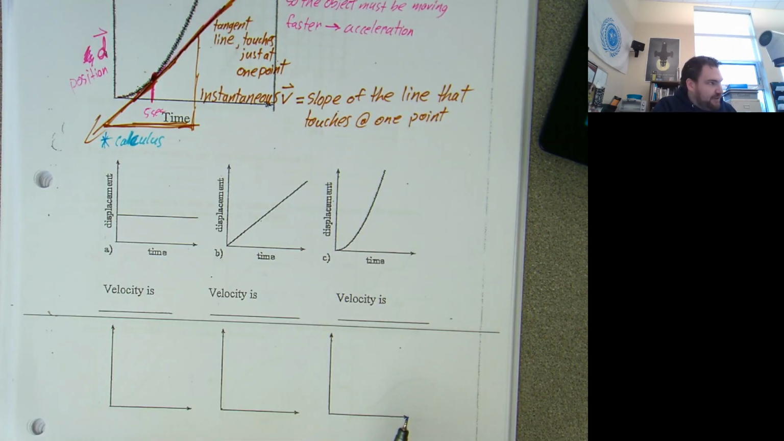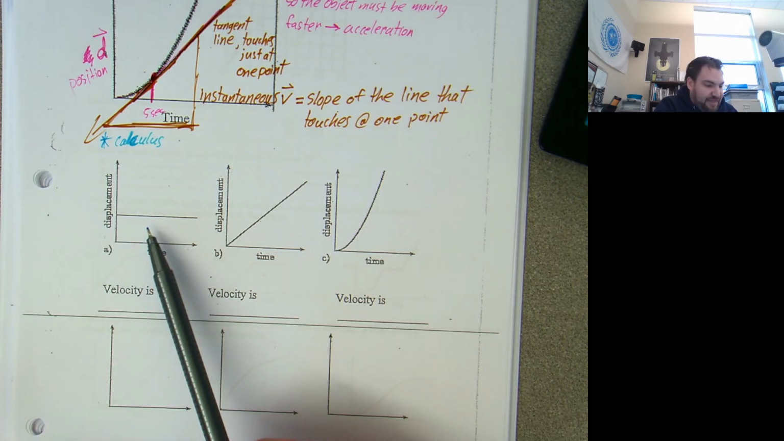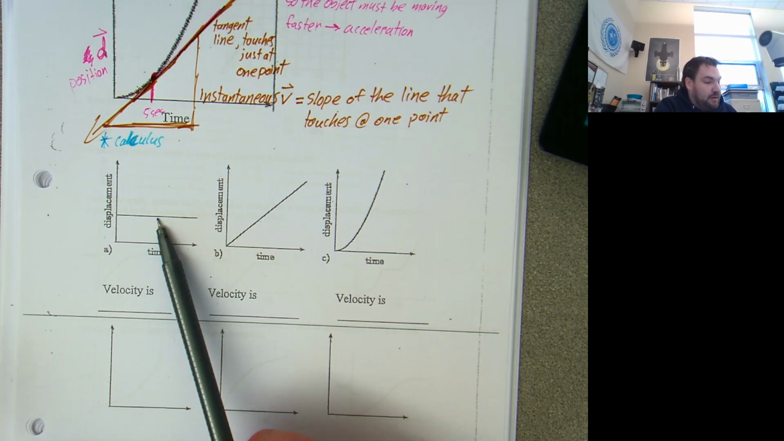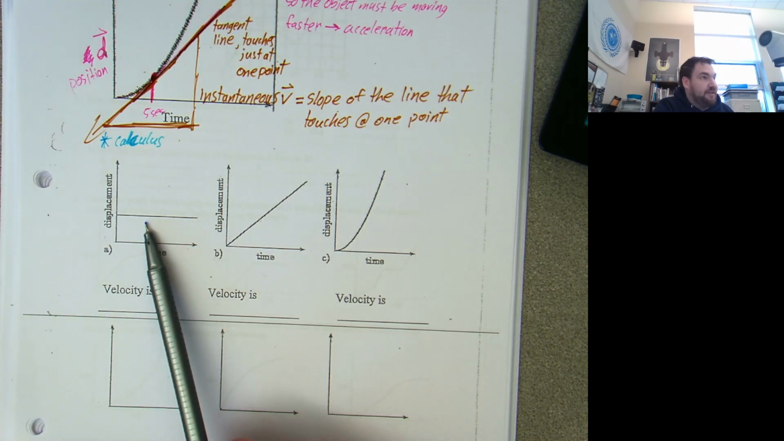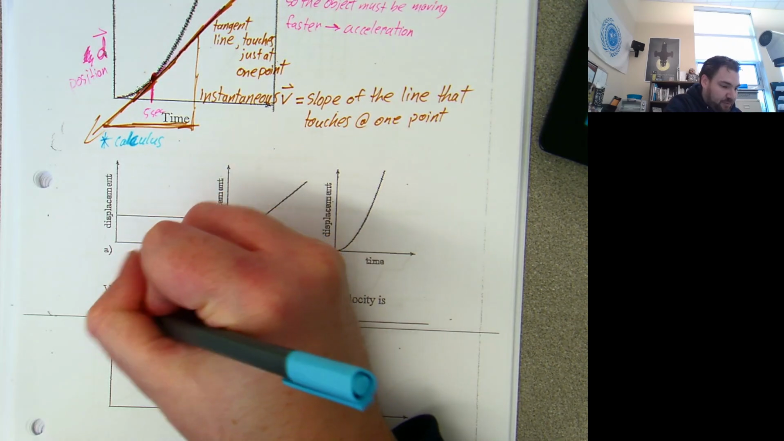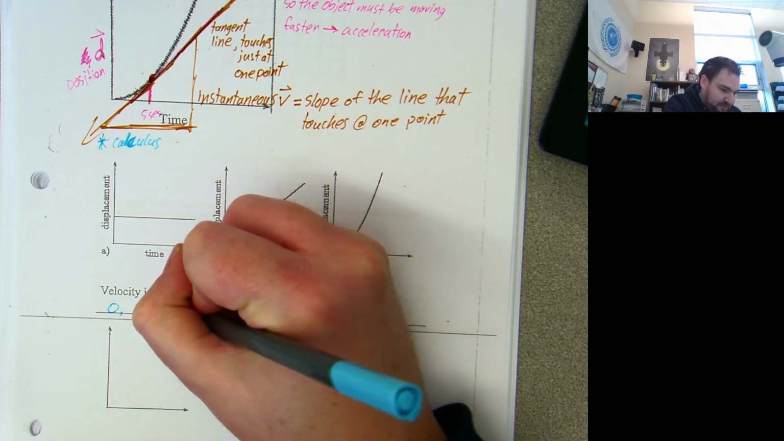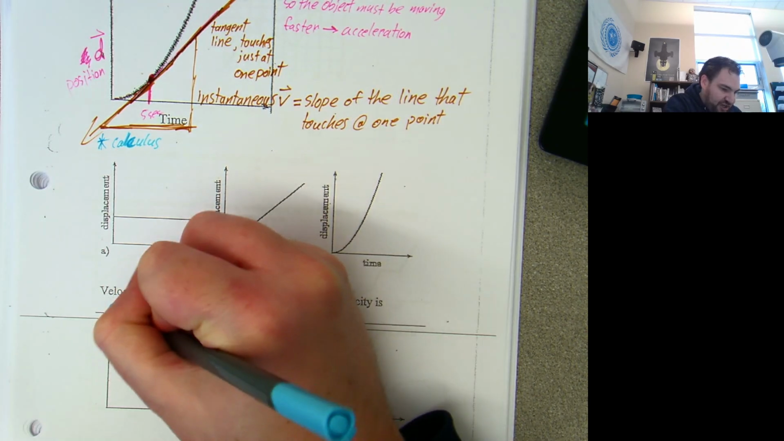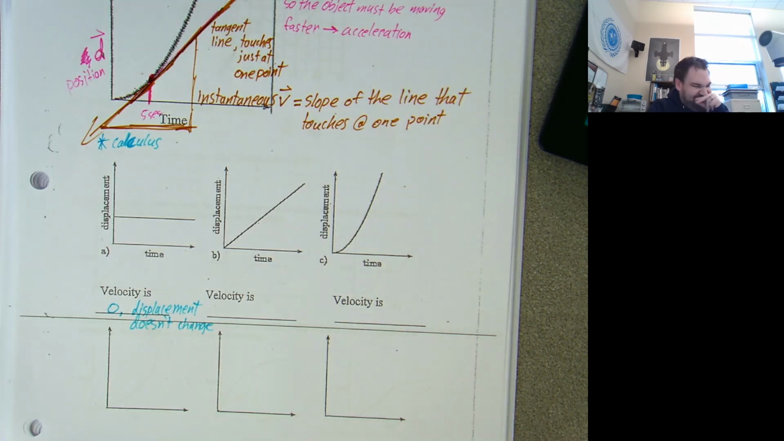Okay, so I'm going to give you a couple examples of some displacement time or position time graphs. Here is one. For this object, if displacement isn't changing, what can you tell me about the velocity? Velocity is 0. Displacement doesn't change. Cool. How about that guy?